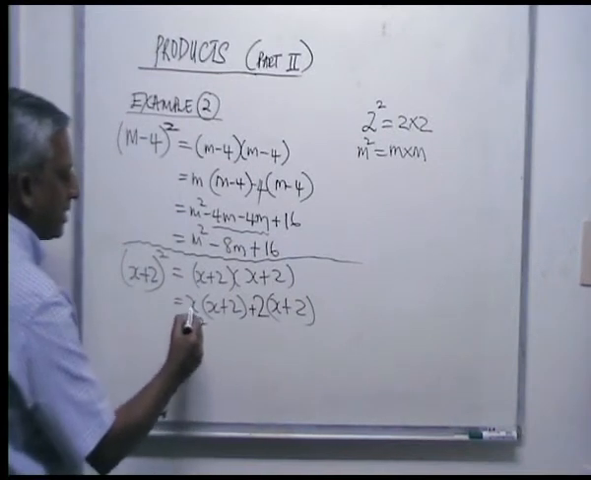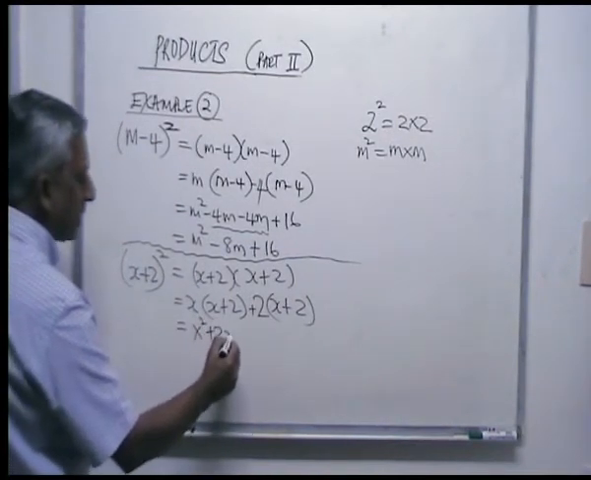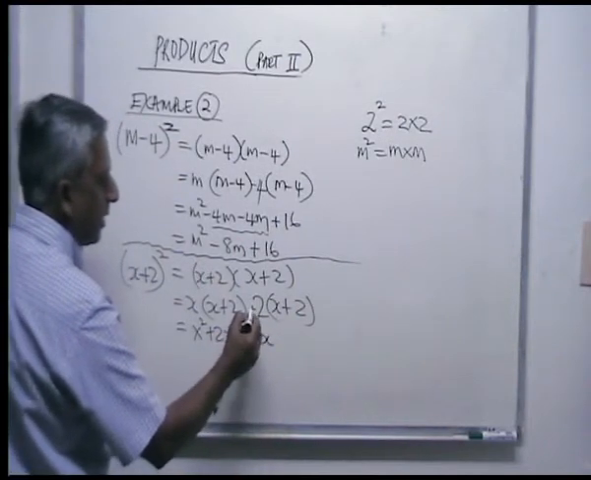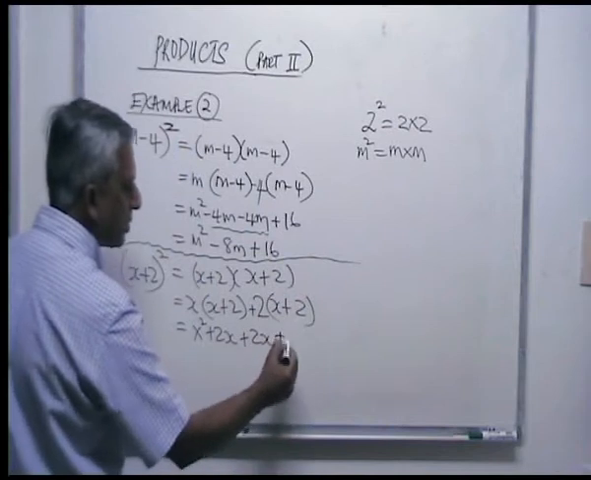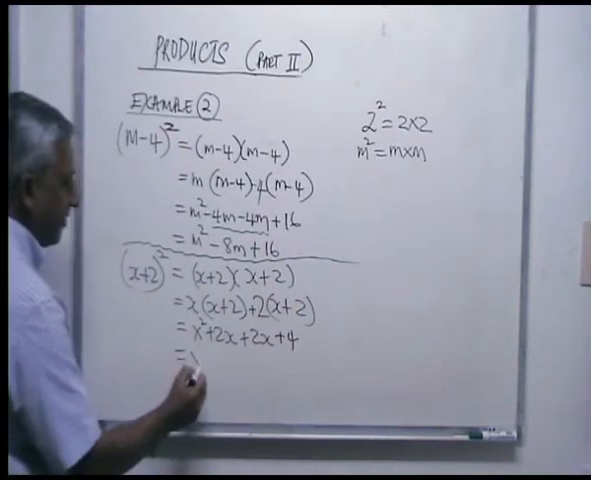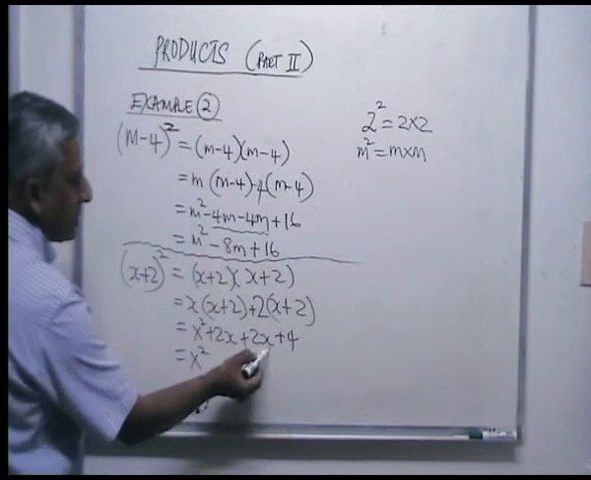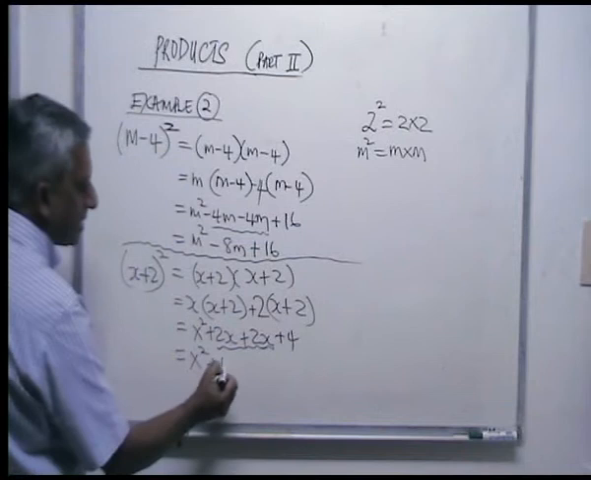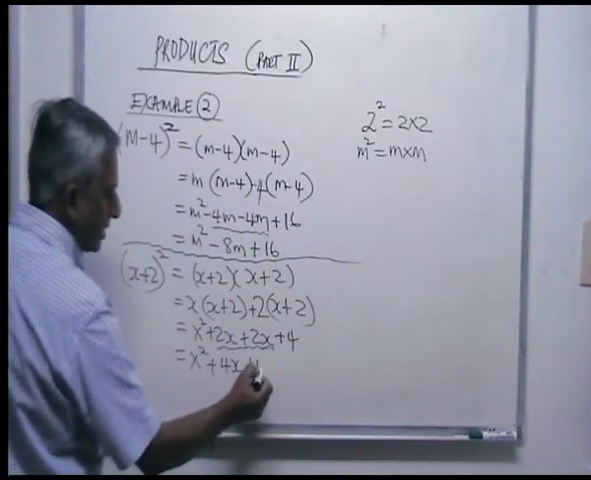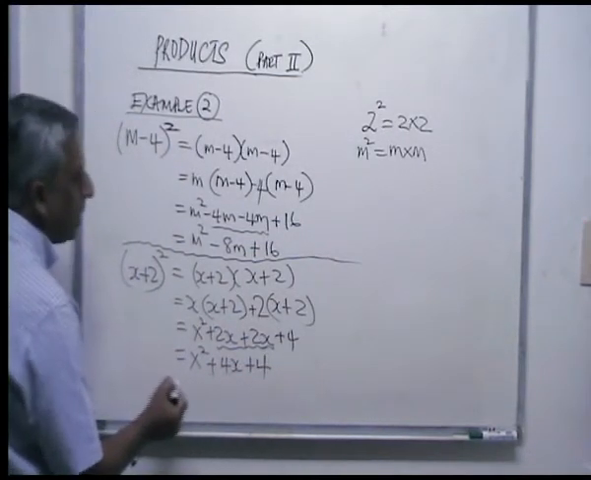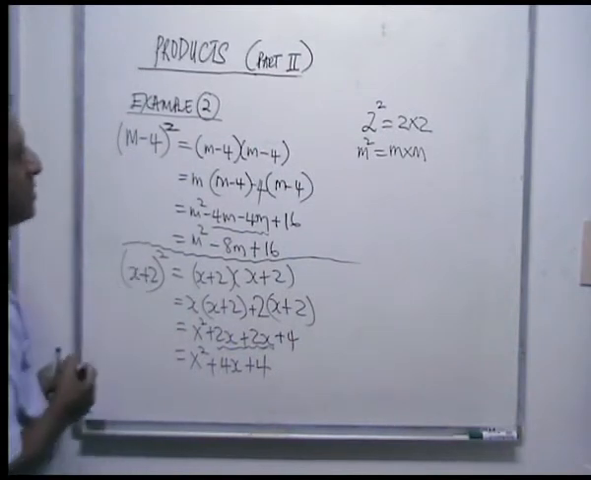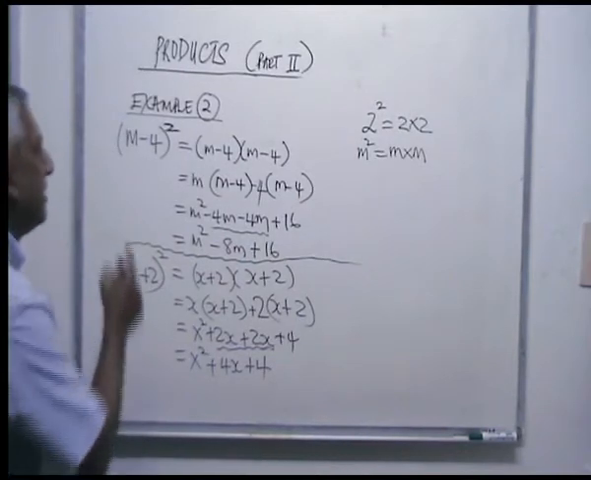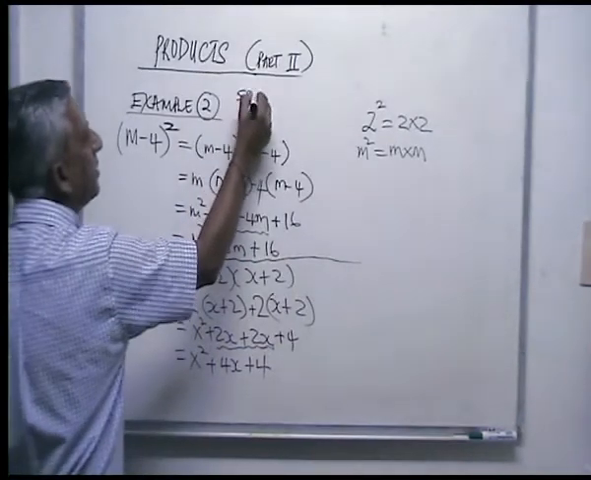X times x, x squared, x times 2, plus 2x. Plus 2 times x is plus 2x. Plus times plus is plus, 2 times 2 is 4. And the final answer will be x squared. See, these are like terms here. We're adding them up, you get plus 4x plus 4. Okay, so these 2 examples are called squaring a binomial. This is called squaring a binomial.